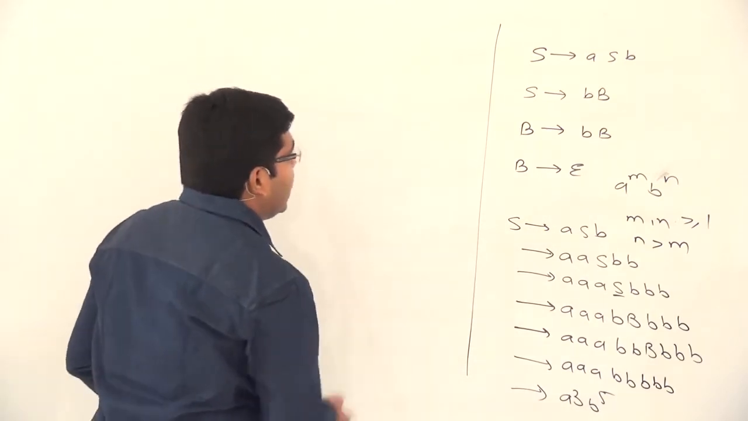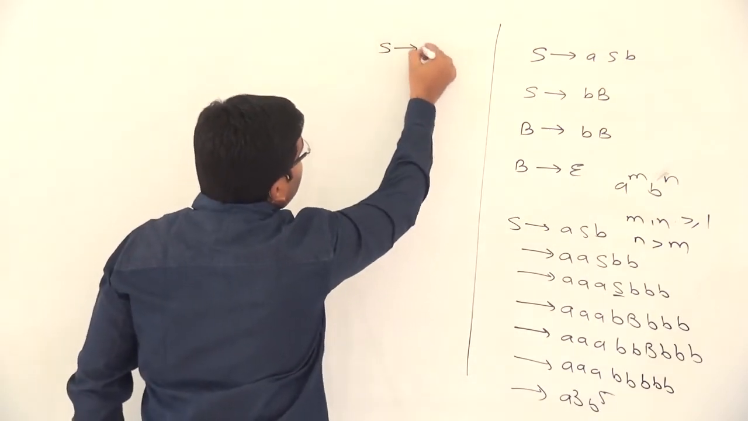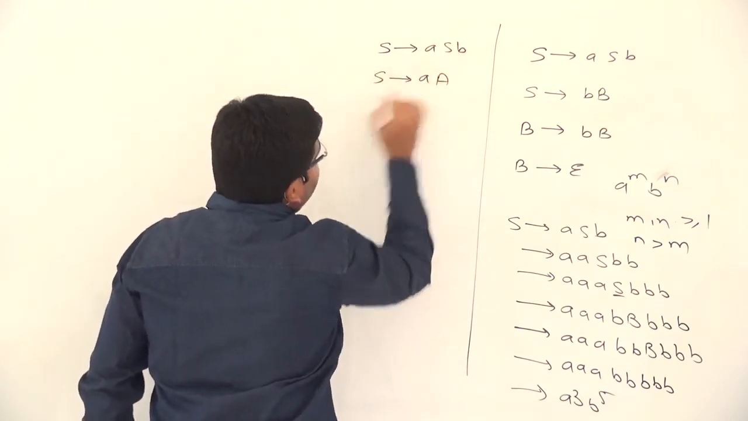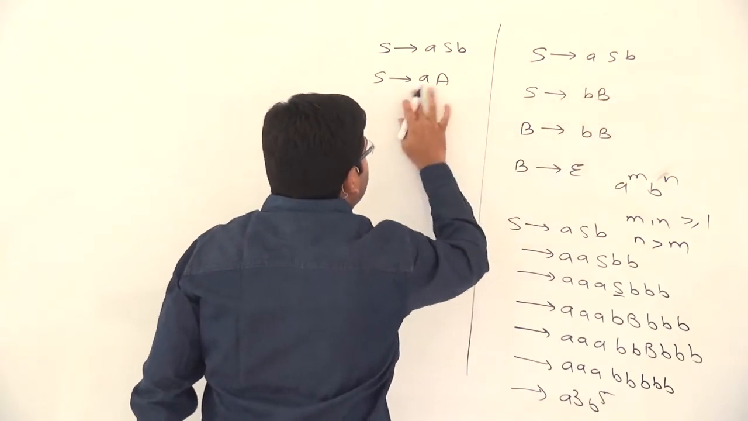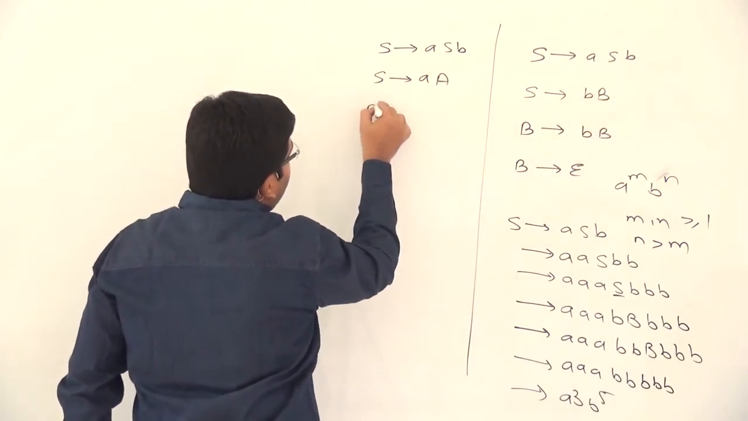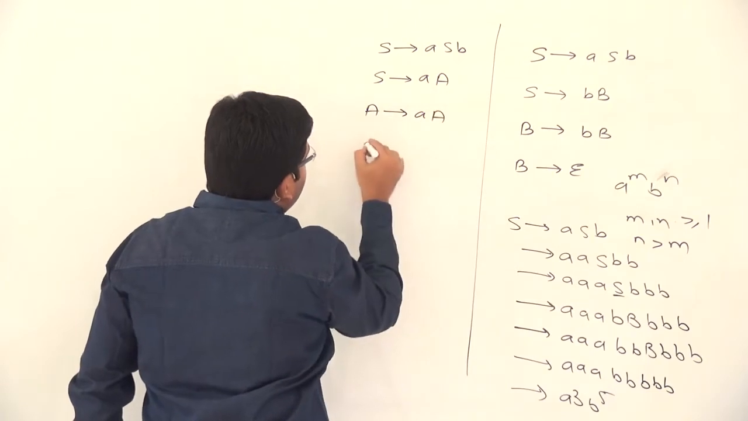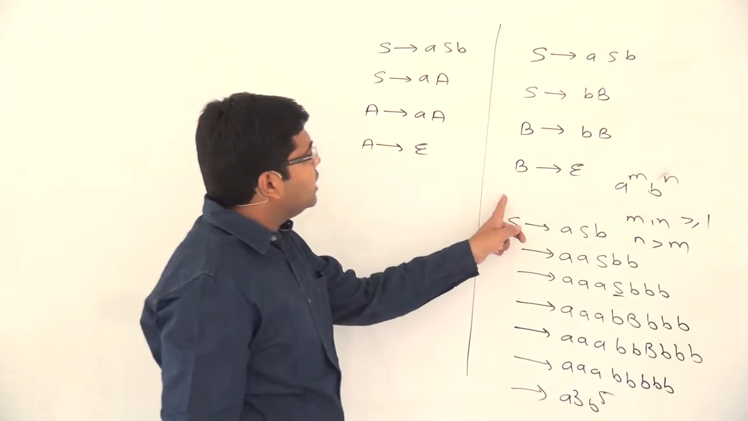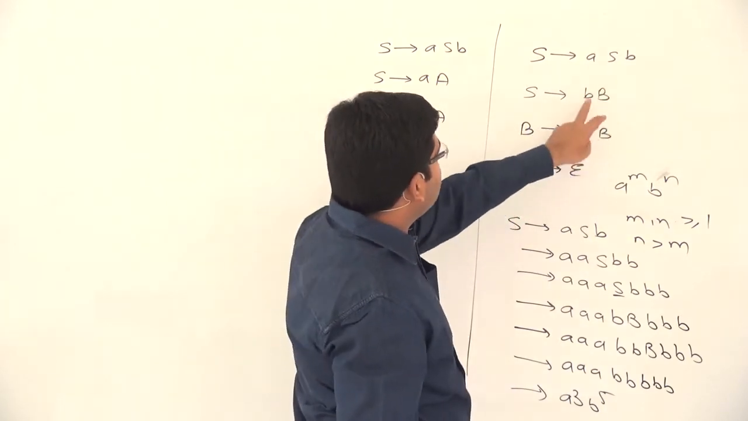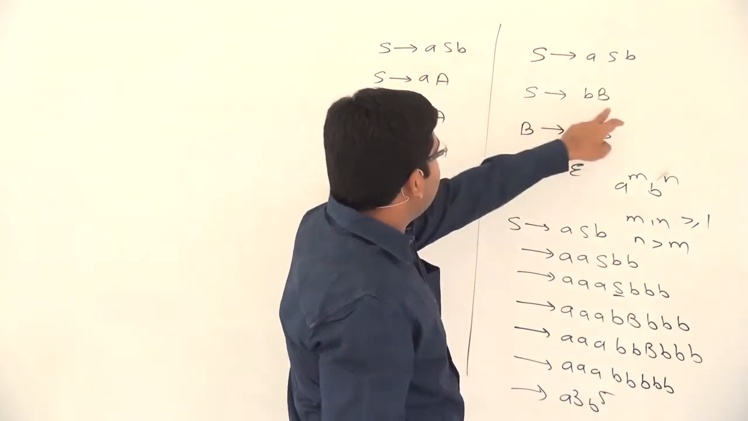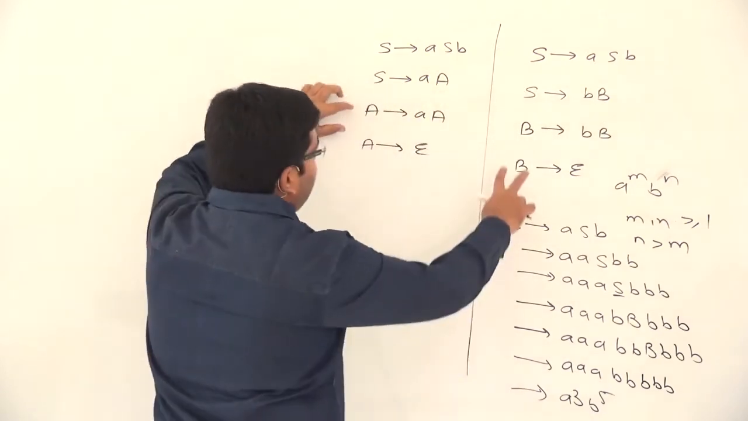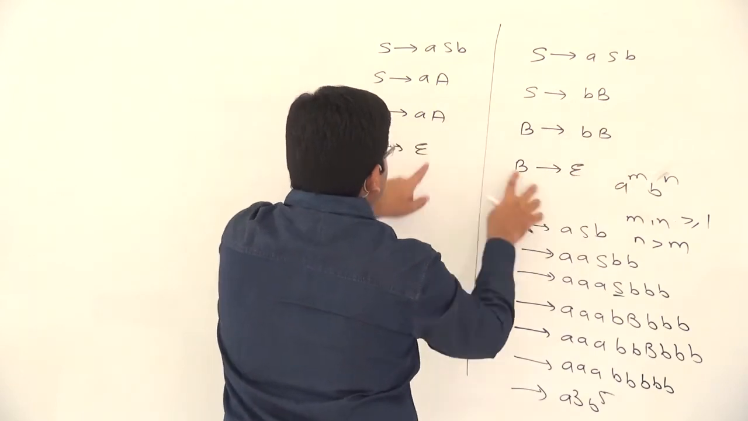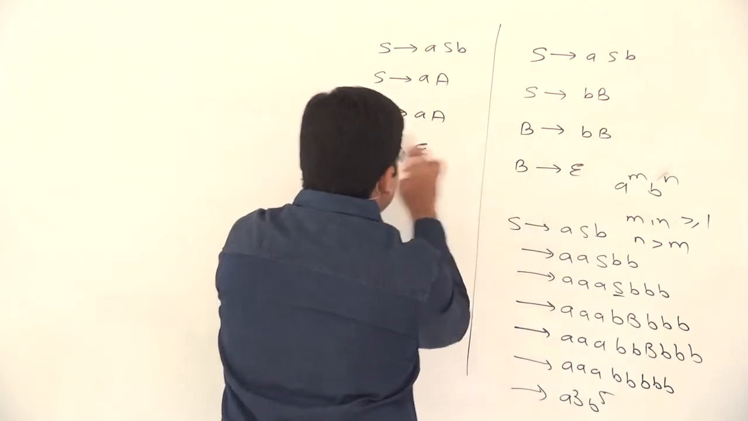Now let's write down another grammar. Say S produces aSb, S produces A, capital A. So instead of writing capital B, we are writing capital A. Then A produces aA, or A produces epsilon. If you observe, these two grammars are symmetric because terminal b is replaced with terminal a, and variable B is replaced with variable A, everywhere.